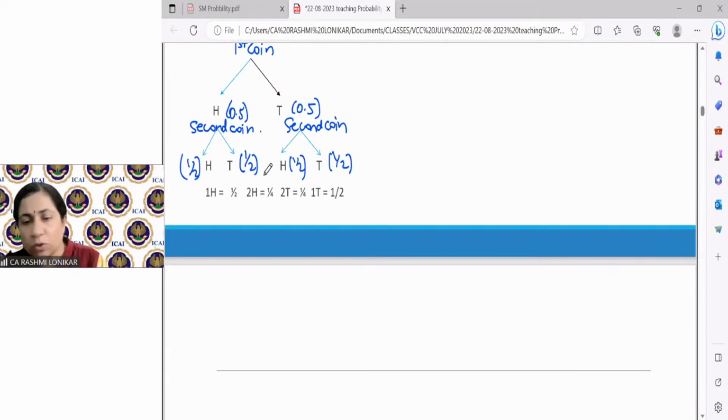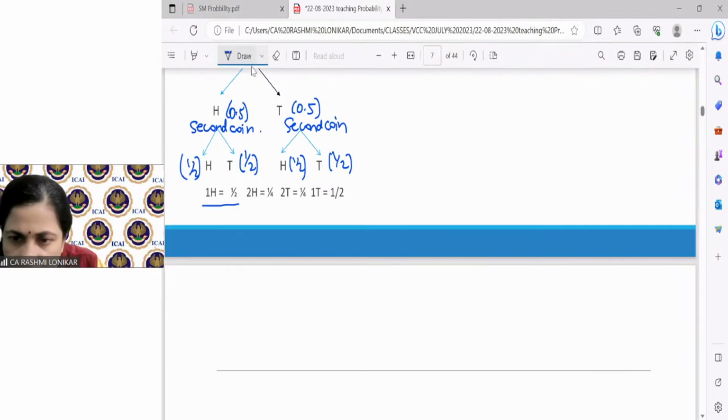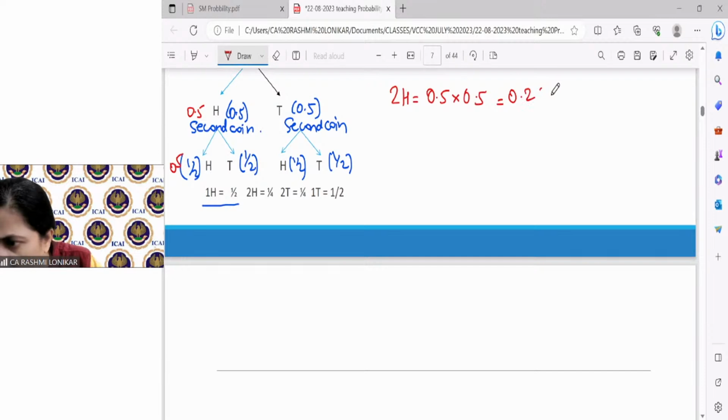So when I flip both the coins, I can get a head and a head. The probability of one head is 1/2, and for two heads this 0.5 will be multiplied by this 0.5. So getting two heads is equal to 0.5 into 0.5, which is equal to 0.25. And in terms of fraction, it is 1/4.